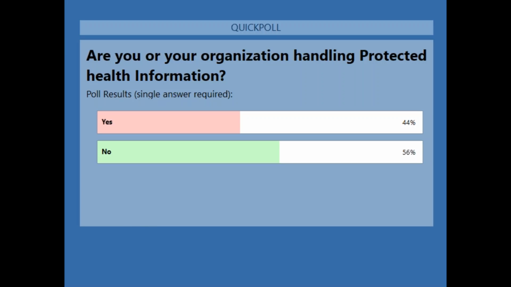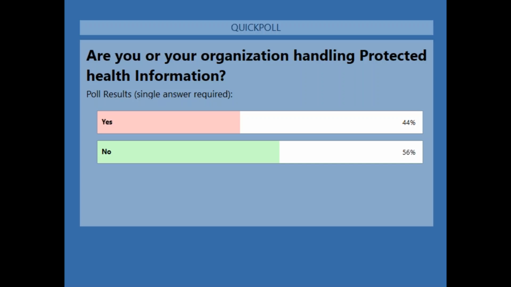From this poll, around 50% of people are aware of how we are handling protected health information, and half of our audience today does not have information about how it is handled. But it will be good for them to understand what we are trying to do. So here it is.